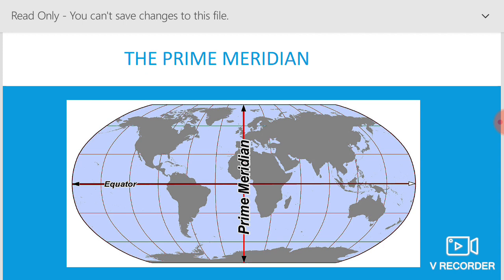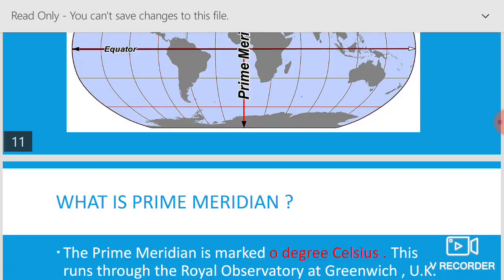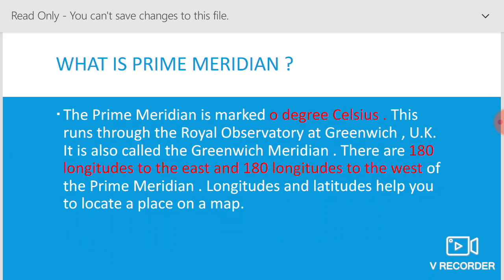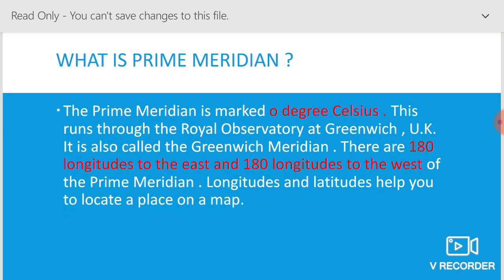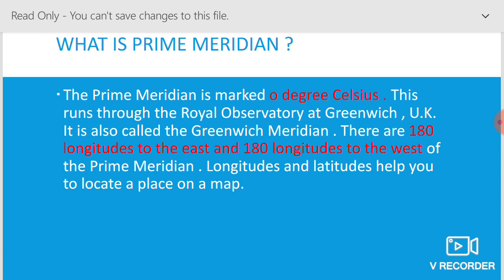Now you can see the prime meridian line here. What is the prime meridian? The prime meridian is marked 0 degrees. This runs through the Royal Observatory at Greenwich, UK. It is also called the Greenwich Meridian.